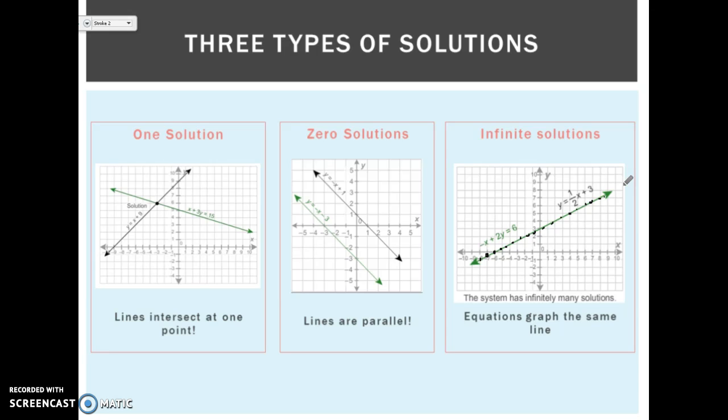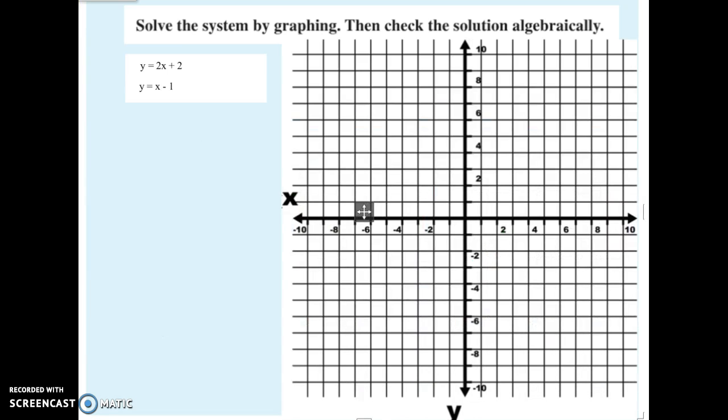These are the only three options you can have for solutions. You can have one solution, where the lines cross at 1 point. You can have 0 solutions, where the two lines are parallel. And you can have infinite solutions, where the two lines are the exact same line when graphed. To find the solution of a system of equations, you can graph the equations in slope-intercept form.